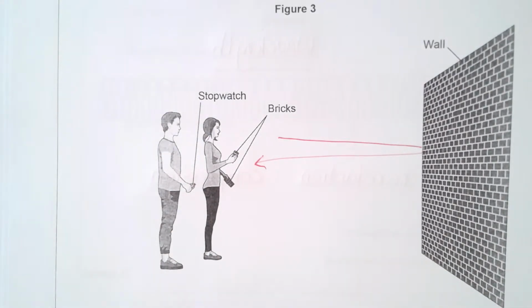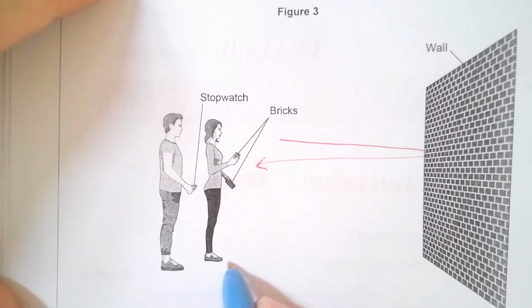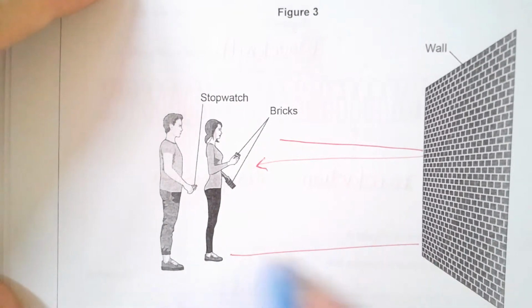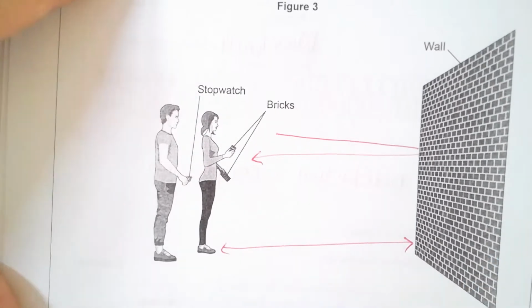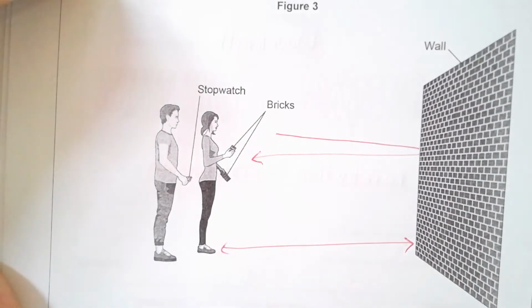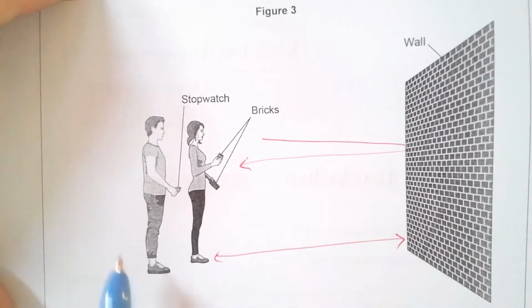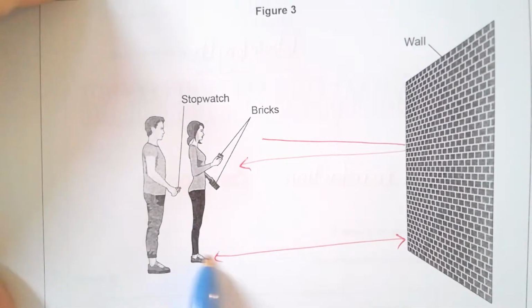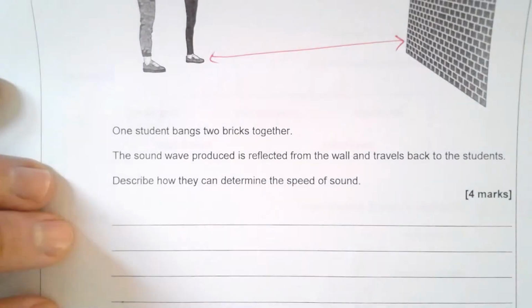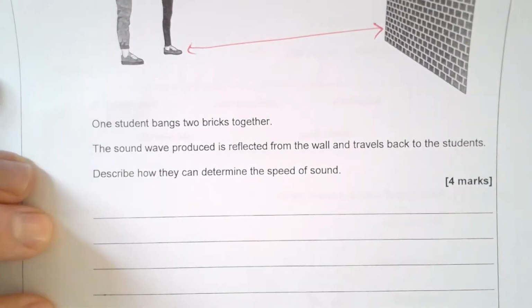One thing to watch out is you're probably going to measure the distance from here to here. That's the distance between the students and the wall. That's not the distance the sound wave travels. The sound wave travels twice this distance. So let's see what we've got. Describe how they can determine the speed of sound.